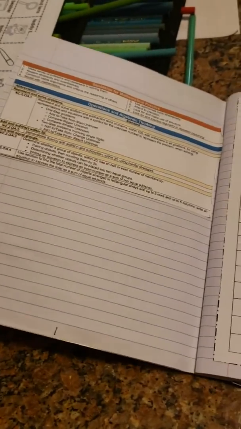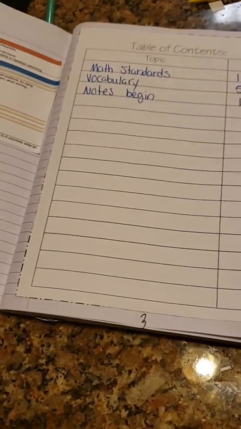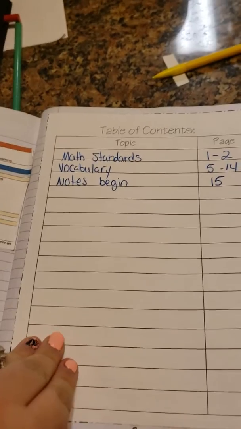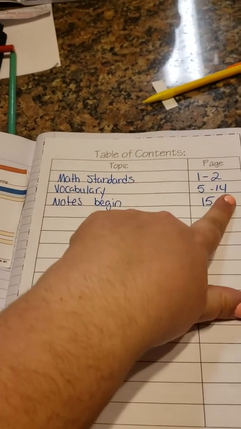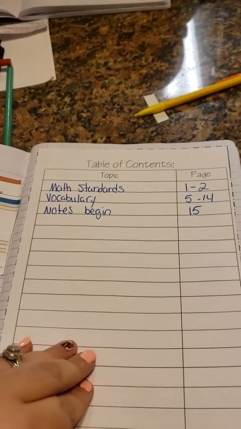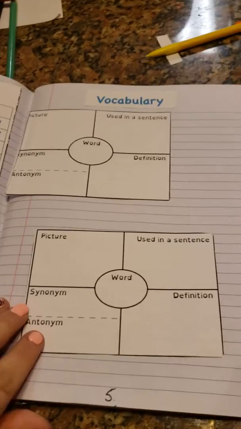And I did front and back. And as you can see, I have labeled each page with a page number. I started the table of contents, so I made sure that they knew where their math standards were on pages 1 and 2. They have a vocabulary page on page 5, and I did pages 5 through 14, so they can do front and back of their vocabulary.